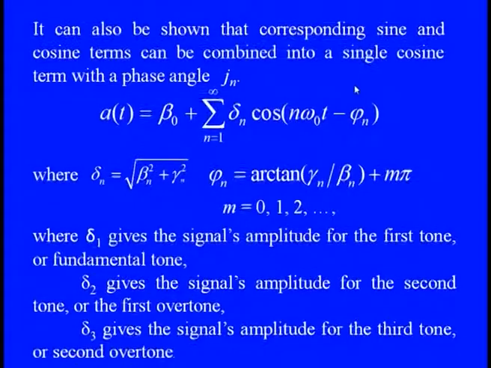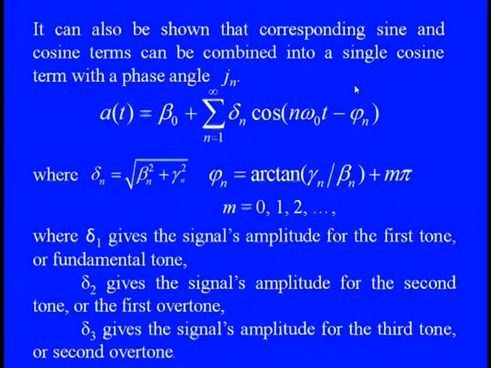And it is also shown that the corresponding sine and cosine terms can be combined into a single term by adopting a constant phase angle, say phi n. So, we have A of t equals beta 0 plus summation of n equals 1 to infinity of delta n into cos of n omega 0 t minus phi n, where delta n is the amplitude, which can be immediately computed from the composition of both the components, square root of beta squared plus gamma squared, and phi n is the phase angle, which can be calculated as tan inverse of gamma n divided by beta n plus m pi.